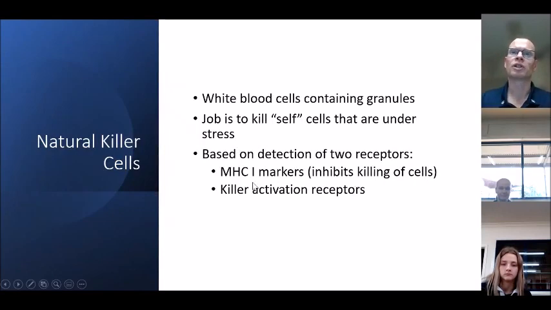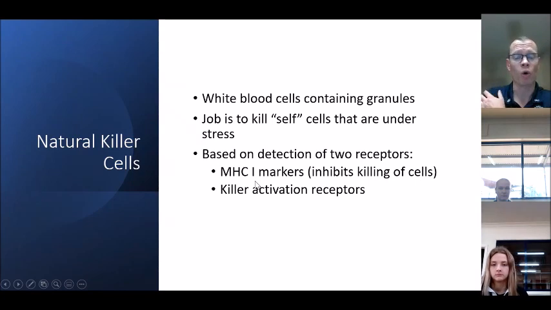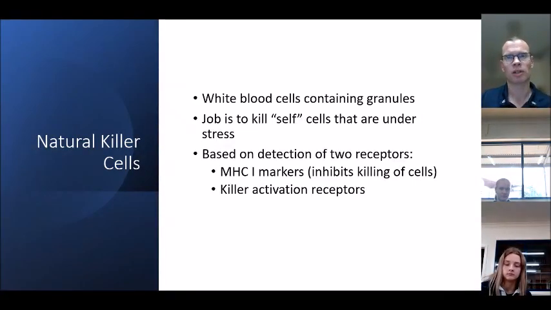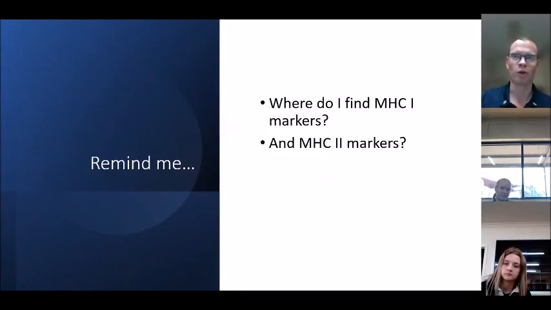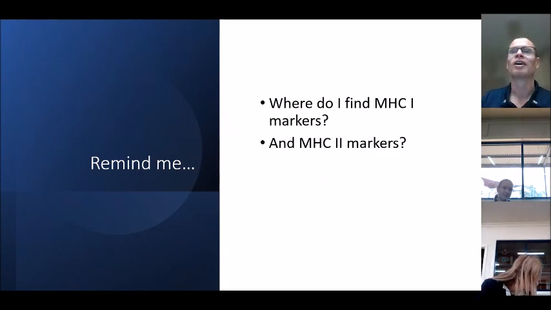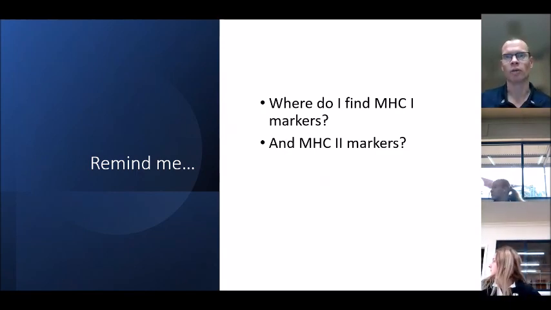There's 2 receptors, the MHC1 markers. Remember, all of your nucleated cells have MHC1, and then there's killer activation receptors, and that'll make sense when I show you the diagram, I hope. I've already answered that, so I shouldn't have done that. MHC1 are on all nucleated cells, and MHC2 markers are only on immune cells.